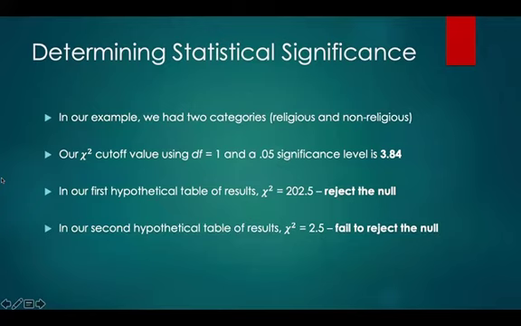Now, in our example, we had two categories, religious and non-religious. Our cutoff value, using a degrees of freedom of 1 and a significance value of 0.05, is 3.84. So in our first hypothetical table of results, the chi-square was 202.5, and here you can clearly reject the null. 202.5 is much larger than 3.84. But in our second hypothetical table of results, our chi-squared obtained was 2.5, in which we'd fail to reject the null, since this is smaller than our cutoff of 3.84.